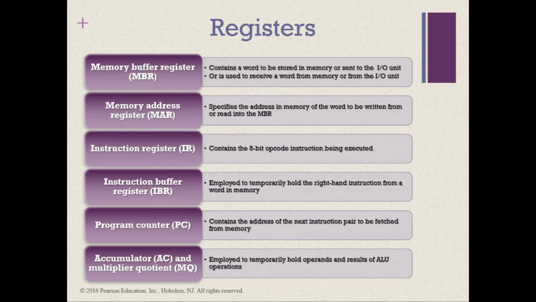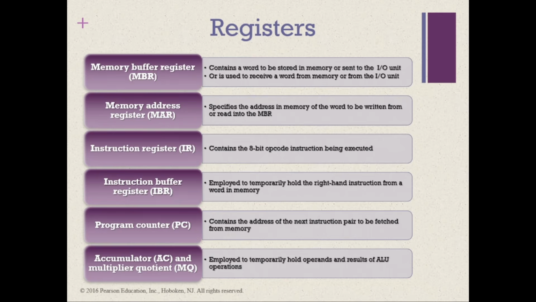We have the memory buffer register, or MBR. It contains a word to be stored in memory or sent to the I/O unit, or is used to receive a word from memory or from the I/O unit. Next we have the memory address register, or MAR. It specifies the address in memory of the word to be written from or read into the MBR. Next we have the instruction register, or IR. It contains the 8-bit opcode of the instruction being executed.